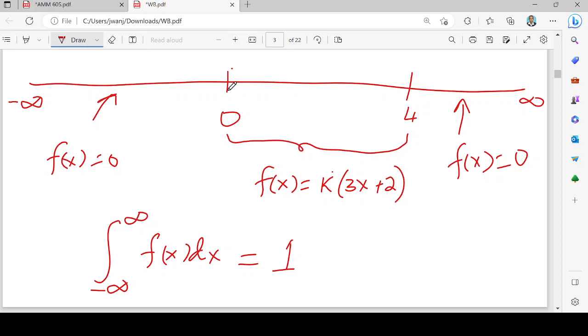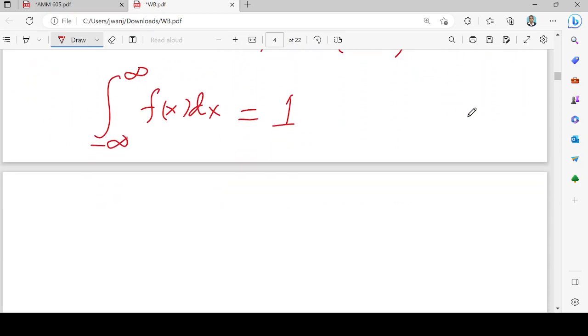Then there is the section from 0 to 4. In this section, the function is given by this. Then there is the section from 4 to infinity, where the function is again 0, so the integral will be 0. So the only non-zero section is between 0 and 4.